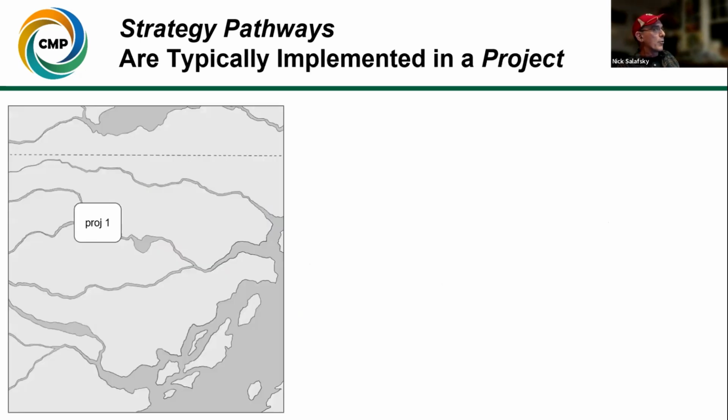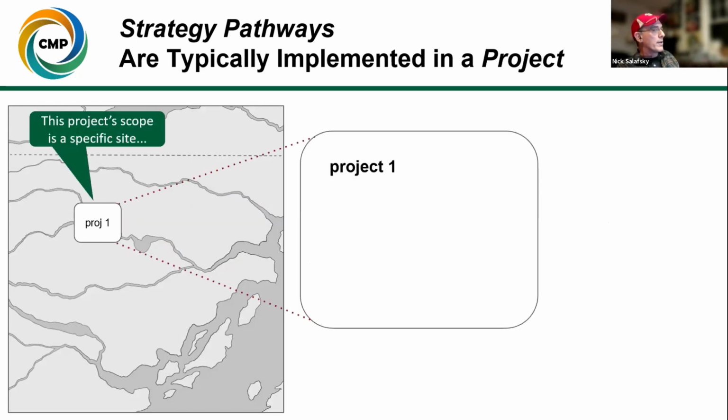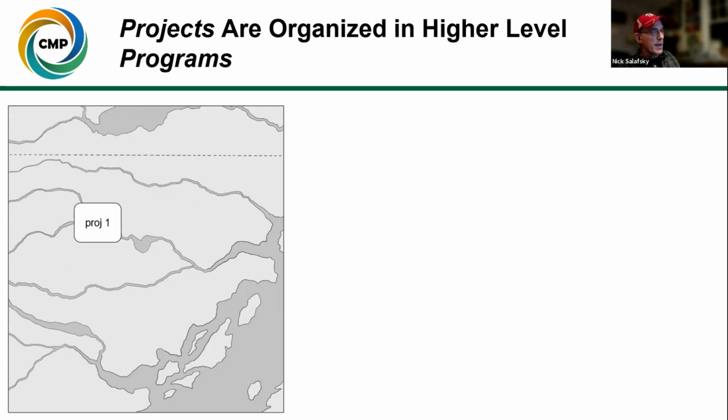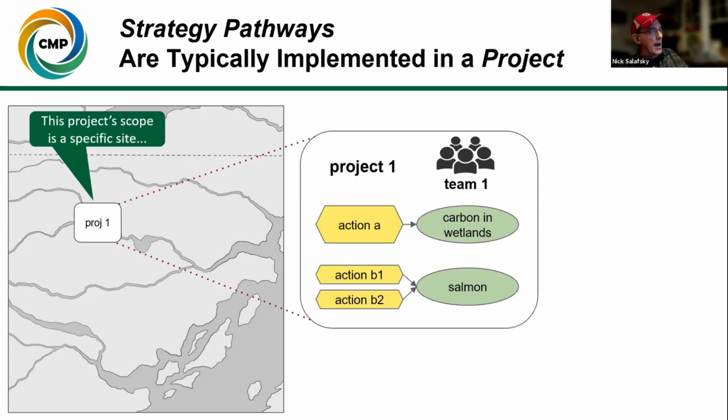These are, of course, organized into what? Projects. So a project is a group of people trying to accomplish something. In this case, maybe restoring wetlands or doing something else, you have that project team. The reason is they may be doing several of these strategy pathways that are part of their project, and their task is to figure out how to optimize that work.